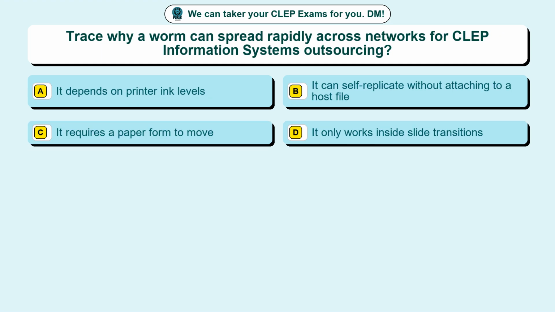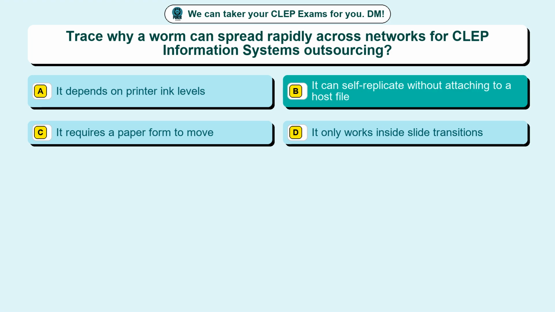Question 40. Trace why a worm can spread rapidly across networks for CLEP Information Systems outsourcing. Option A. It depends on printer ink levels. Option B. It can self-replicate without attaching to a host file. Option C. It requires a paper form to move. Option D. It only works inside slide transitions.